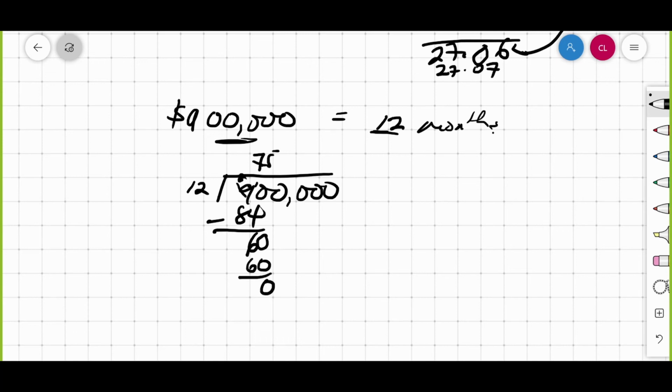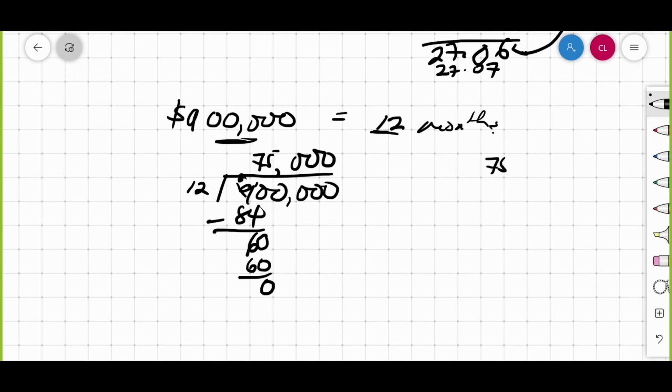Subtract, we get 0. So from here on, we could simply do what now? Add the rest of zeros that we need. So we're here, so we just continue with those zeros. So we're gonna get 75,000, and let's double check our work.